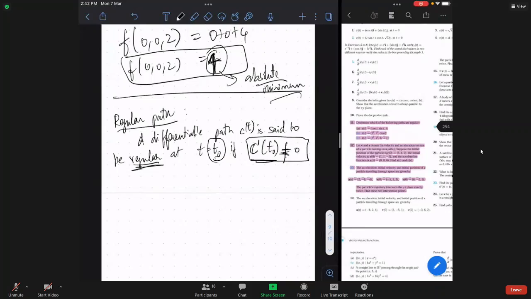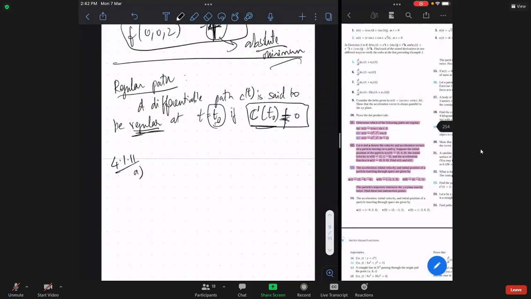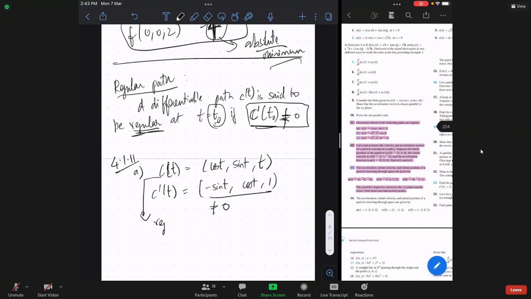So I'm just going to do a part in this, which is 4.1.11. B and C, you guys can do it. My c of t is cos t, sin t, and then t. So I'm going to find c dash of t, which is minus sin t, cos t, and 1. And this doesn't look like a zero vector. So I'm going to say that my c of t is a regular path.